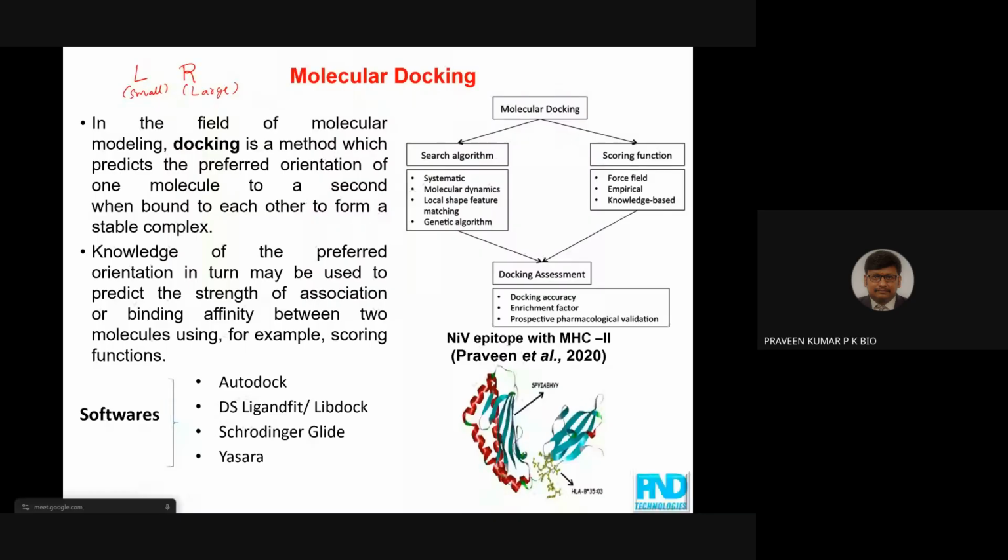One thing you can see is that docking is a method which predicts the preferred orientation of one molecule to a second, when bound to each other to form a stable complex. I told you, the ligand and receptor interact to form a ligand-receptor complex. Knowledge of the preferred orientation in turn may be used to predict the strength of association or binding affinity in terms of energy. In AutoDock, we have only binding energy.